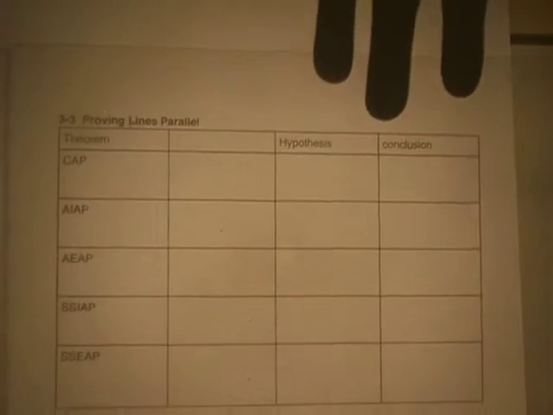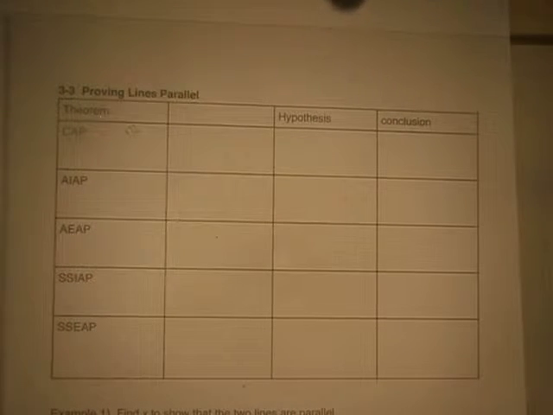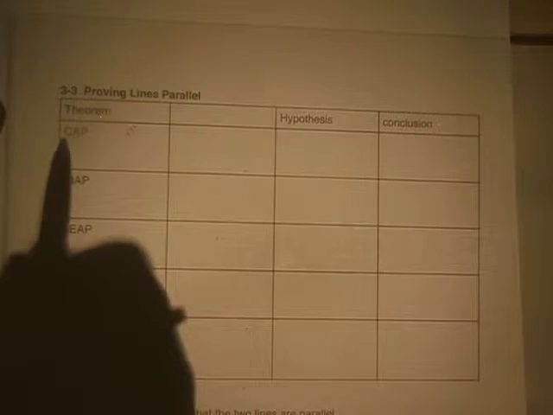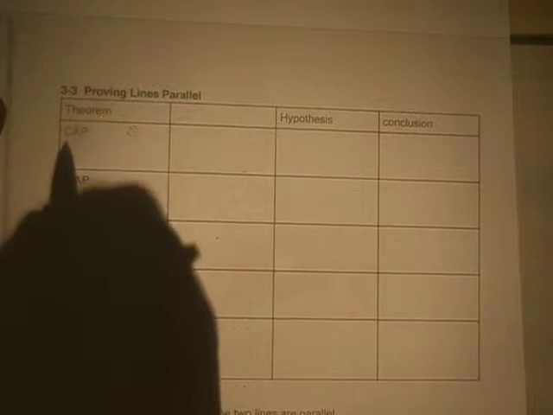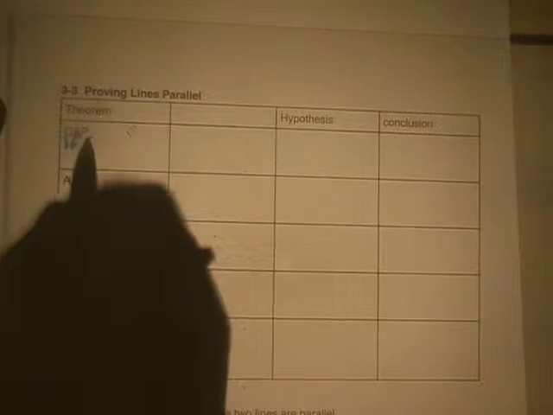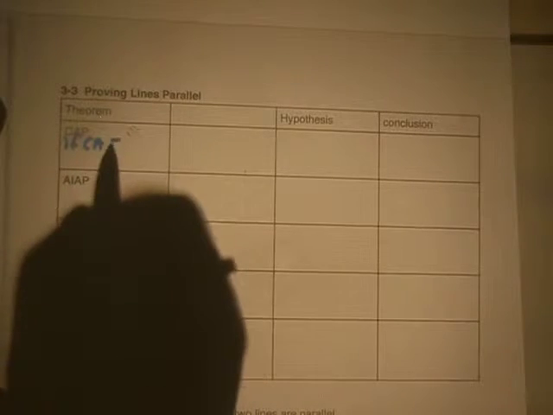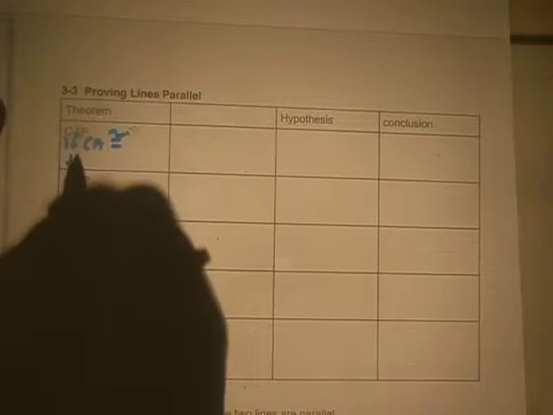Today we're going to be proving lines parallel. We're going to be looking at some angle measures, and from those angle measures we're going to say that the lines are parallel. This is pretty much the opposite of Chapter 3, Section 2. And you'll notice we start with CA, which means corresponding angles. And if your corresponding angles are congruent, then your lines are parallel.